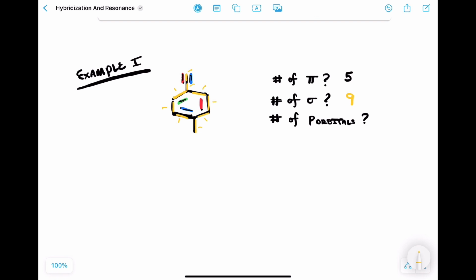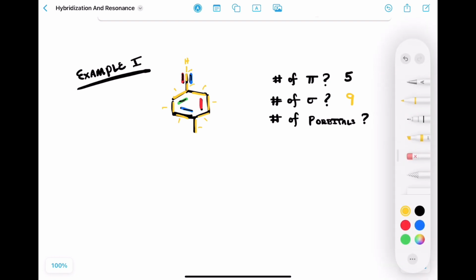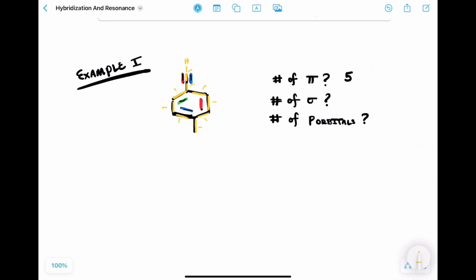Now that's just what we can see. We have to look at what's implied. And so here we have an implied hydrogen. So that's going to be another sigma bond. And then here we have an implied hydrogen. That's another here, an implied hydrogen there. There are 3 over here. And so now we count them up. We had 9. This is 10. 11, 12, 13, 14, 15, 16, 17. So there should be 17 sigma bonds in this molecule.